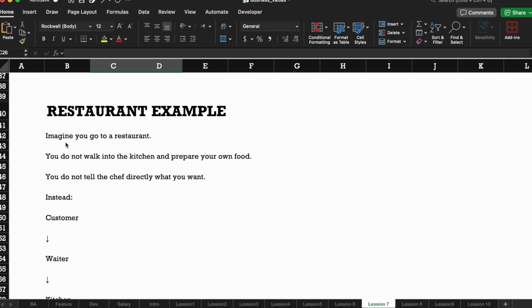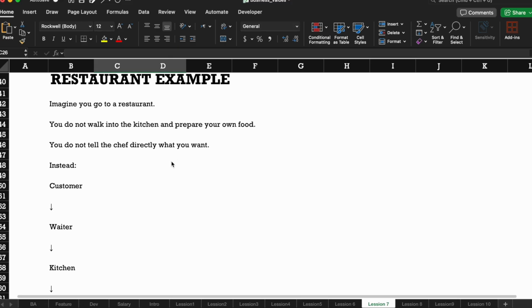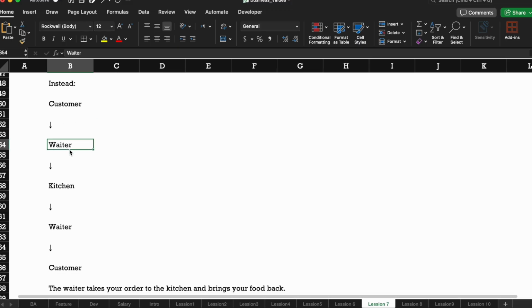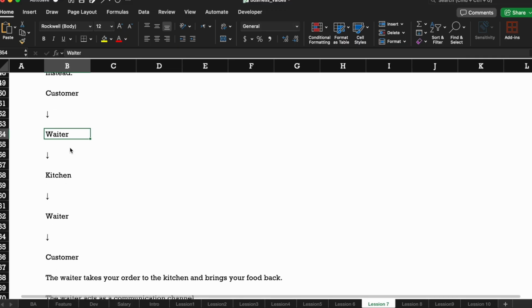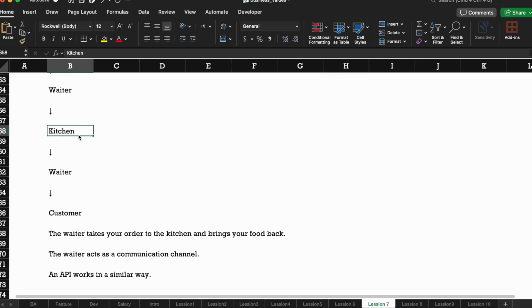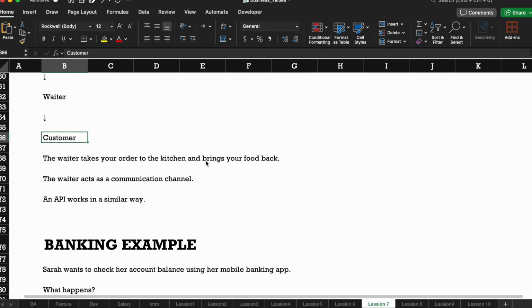So, restaurant example: imagine you go to a restaurant. You do not walk into the kitchen and prepare your own food, right? You do not tell the chef directly what you want. Instead, this is the flow. You as a customer go to the lobby, the waiter provides you a menu, you select from the menu and confirm with the waiter. The waiter takes the order to the kitchen, the chef prepares the food, and the waiter delivers it to you, right? So the waiter takes your order to the kitchen and brings your food back.